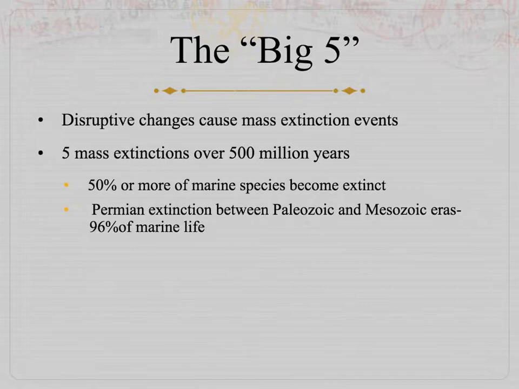That was the one where 1,100 million different species went extinct about 250 million years ago. We lost, estimates are about 96% of the marine life during that extinction.